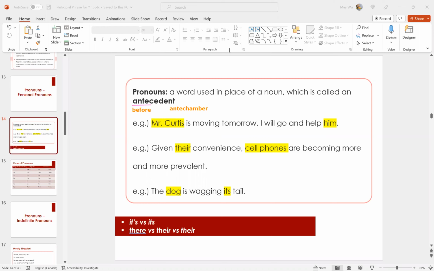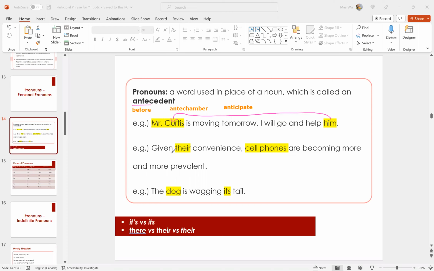And words like anticipate, which is A-N-T-I, it means that you see something or expect something to happen before it actually does, right? So that's why a noun that usually comes before a pronoun is called the pronoun's antecedent, right? So in the example here, Mr. Curtis is moving tomorrow. I will go and help him. So the personal pronoun him is referring to Mr. Curtis. And Mr. Curtis is the antecedent.